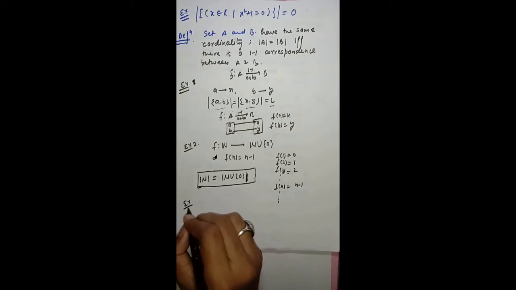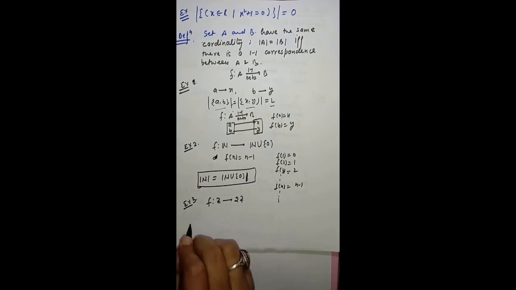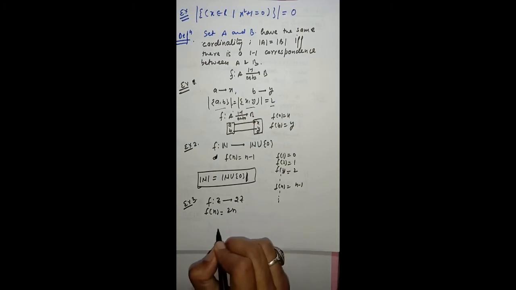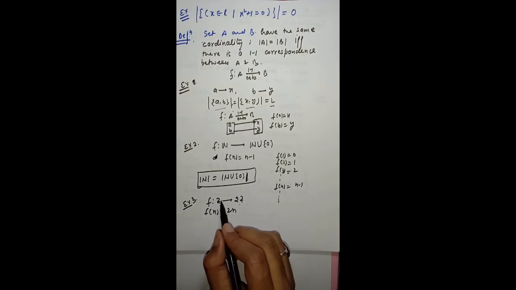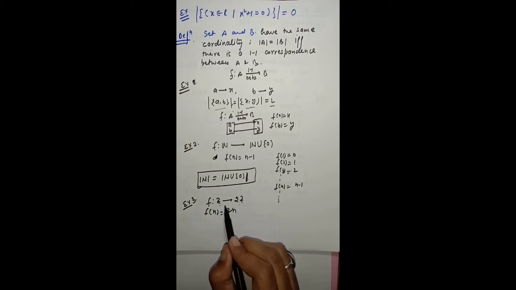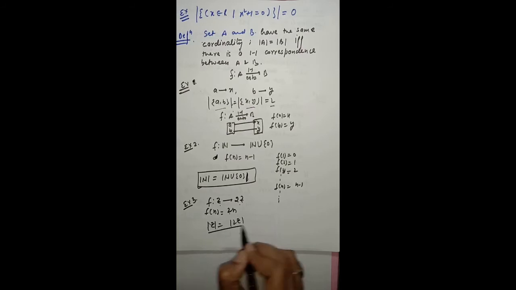Another interesting example is the function from Z to 2Z defined as f(n) = 2n, and we can see that there is a 1-1 correspondence between Z and 2Z for every integer. Suppose 1, we get 2; suppose 2, we get 4; 3, 6. We always find a multiple of 2 for any number n in Z. That means the cardinality of Z is equal to the cardinality of 2Z.